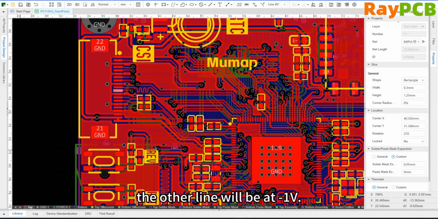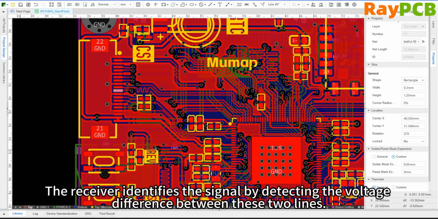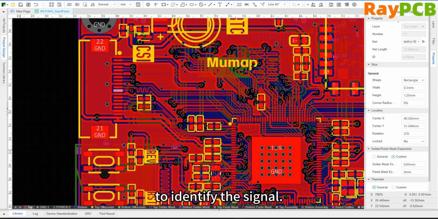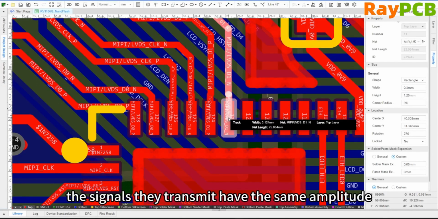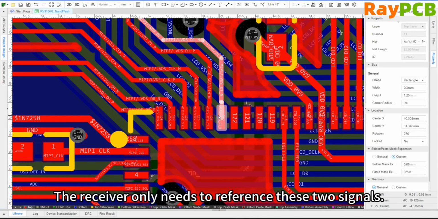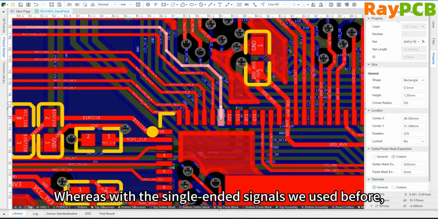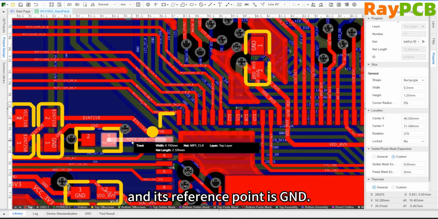If one wire changes from +1 volt to -1 volt, then the other wire changes from -1 volt to +1 volt. The receiver identifies the signal by detecting the voltage difference between these two wires. With differential signals like these, the two transmitted signals have the same amplitude but are completely opposite in phase, so they serve as references for each other, and the receiver simply references these two signals. In contrast, the single-ended signals we used before, like these single-ended signals, have a fixed voltage value, and their reference point is GND.